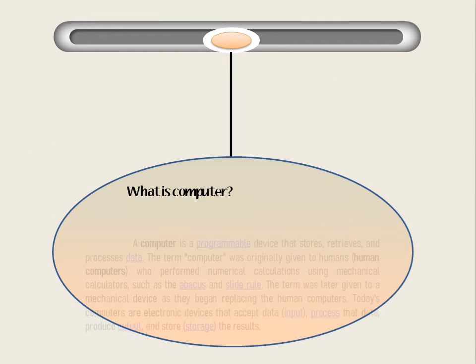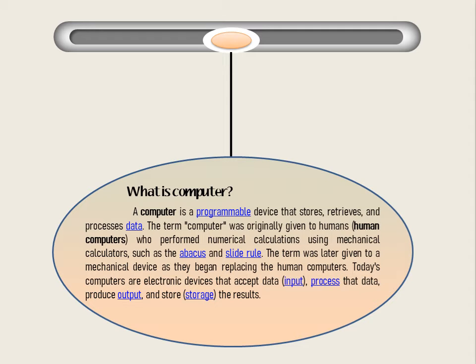What is a computer? According to the internet, a computer is a programmable device that stores, retrieves, and processes data. The term computer was originally given to humans who performed numerical calculation using mechanical calculators such as the abacus and the slide rule. The term was later given to a mechanical device as they began replacing the human computers. Today's computers are electronic devices that accept data, process the data, produce output, and store the results.